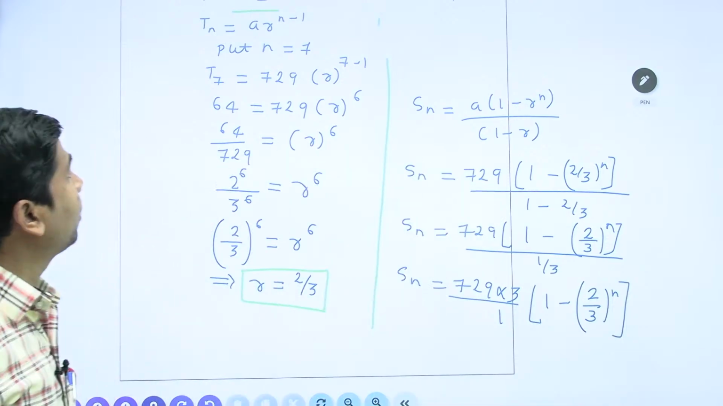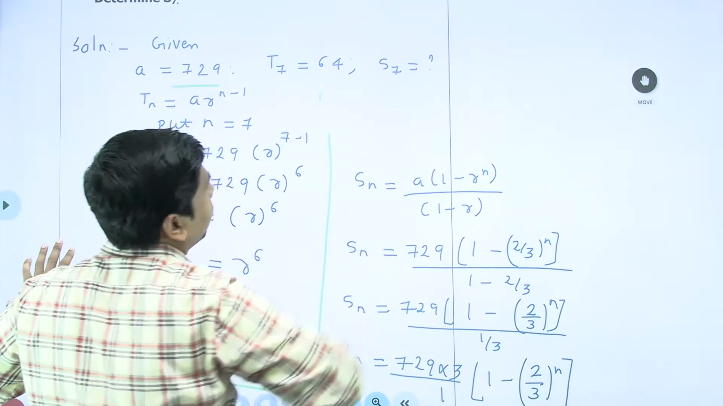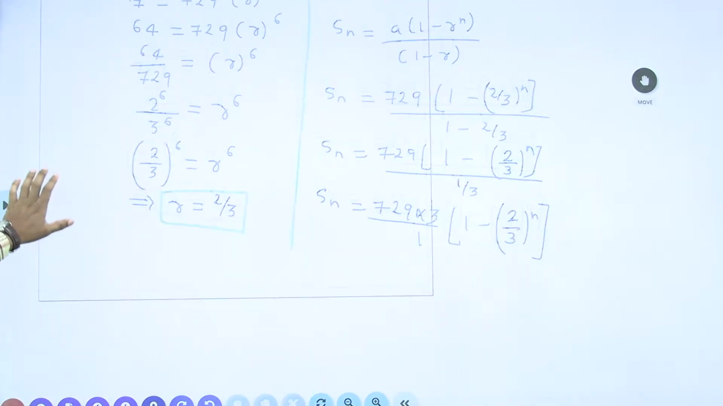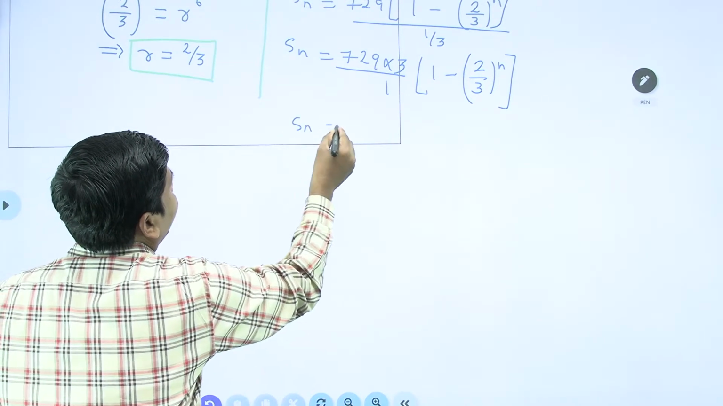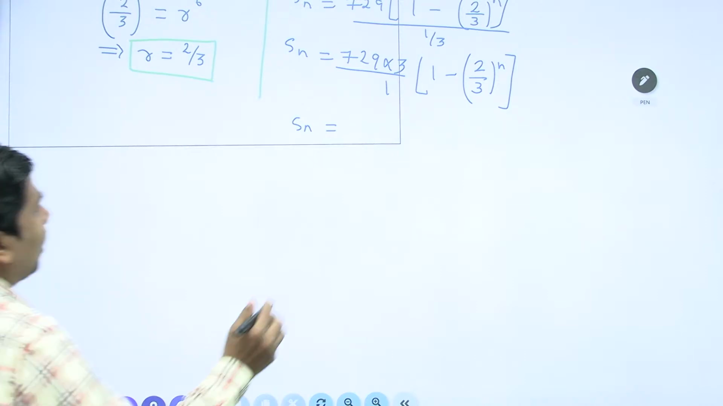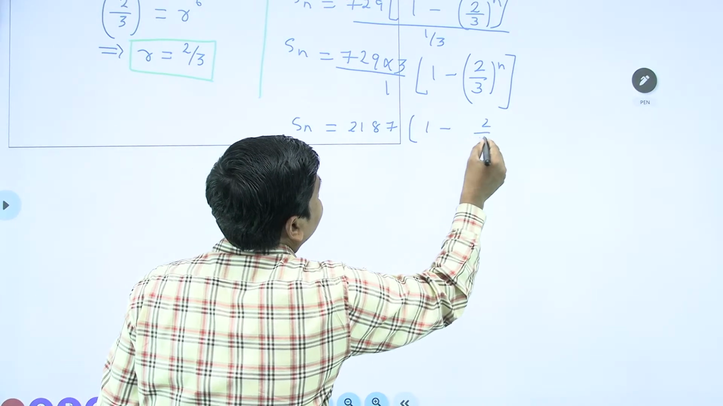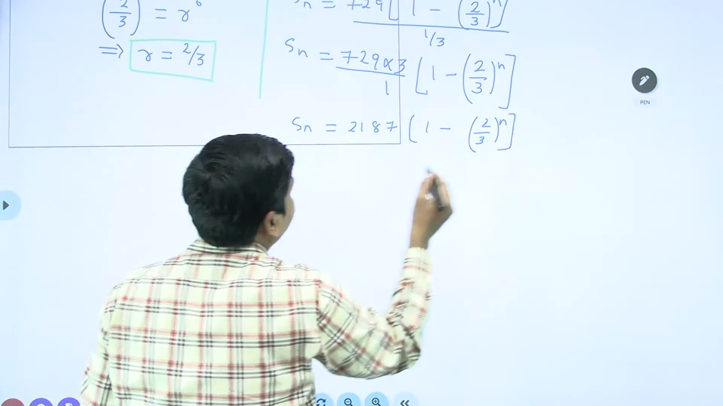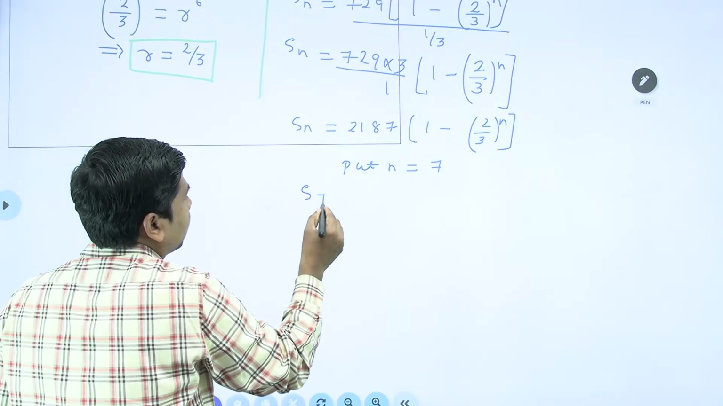But what do we have to find? S7. So replace n with 7. This is your Sn: 729 into 3 is 2187, times 1 minus 2 by 3 raised to n. Put n equal to 7, S7.